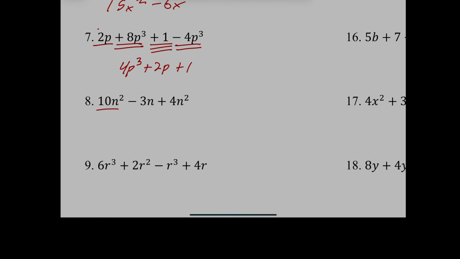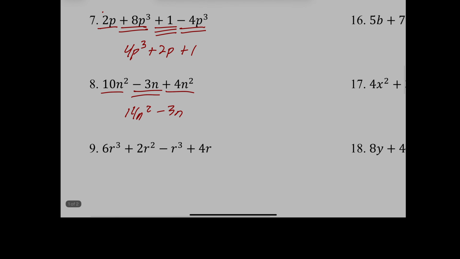Okay, let's go on to this one. I have 10n squared. I have a 3n, he's different. And I have an n squared, he gets the single. 10n squared plus 4n squared is 14n squared. And I just copy down the n minus 3. And I make sure that the negative sign goes with the number.